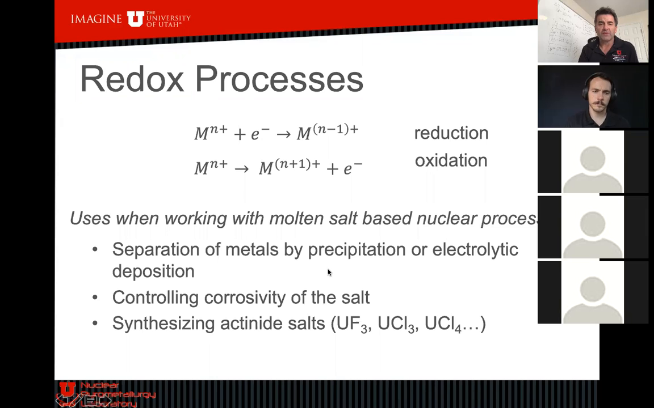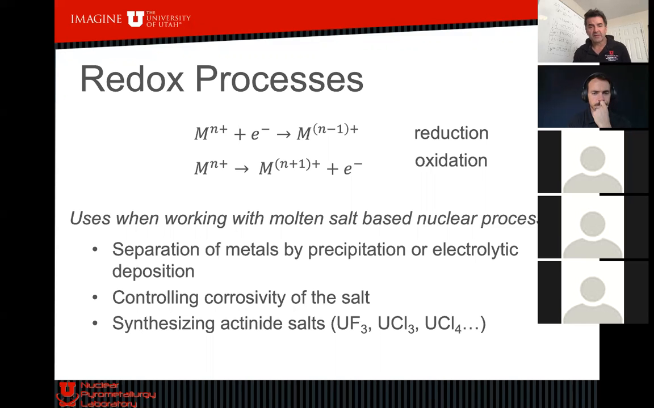If I've got uranium in the salt, like uranium trichloride, you can actually precipitate it out. I can make it go to metal, and then it drops out because it's not soluble anymore. I can also change the corrosivity of the salt. Depending on how much I push the oxidation potential, I can cause it to want to corrode metals, or make it spontaneously corrode metals.